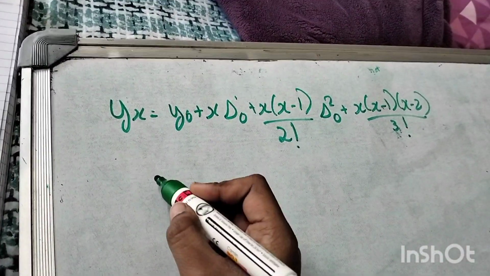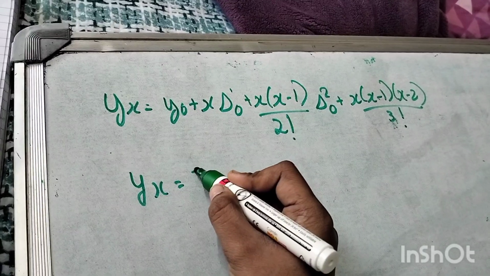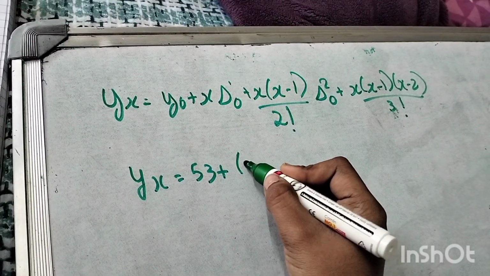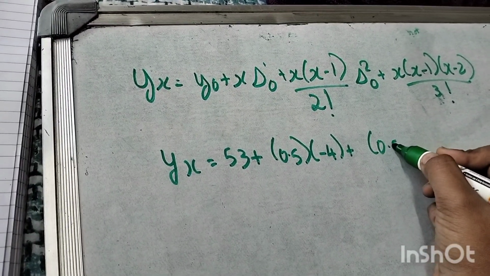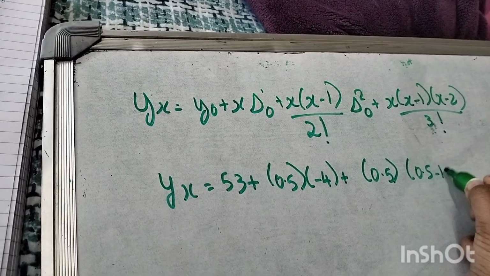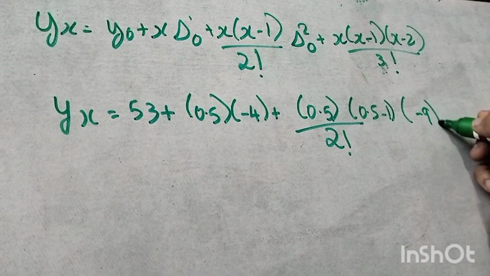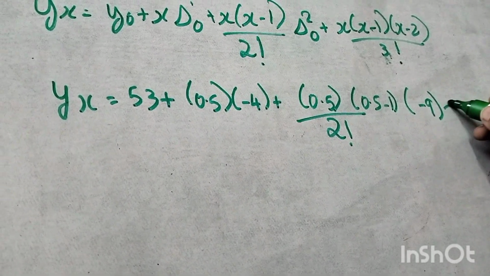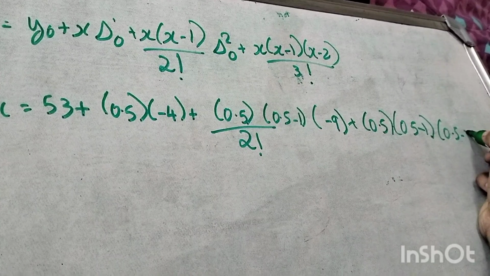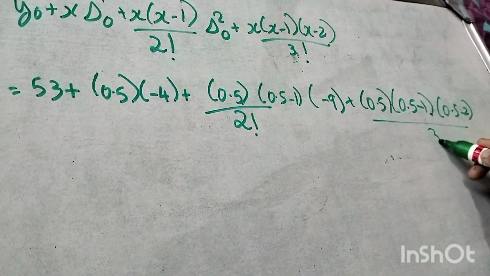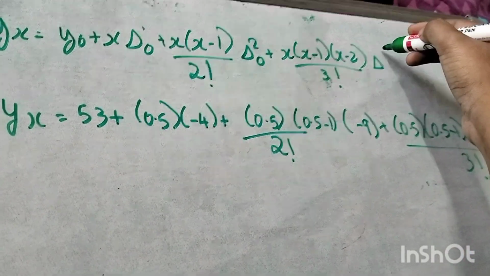Okay, now you substitute. So yx is equal to y naught is 53 plus x is 0.5, delta 1 0 is minus 4, plus 0.5 into 0.5 minus 1 divided by 2 factorial, and then minus 9, delta 2 0 is minus 9, plus 0.5 is x, 0.5 minus 1, 0.5 minus 2, divided by 3 factorial and into 9. 9 is nothing but delta 3 0.